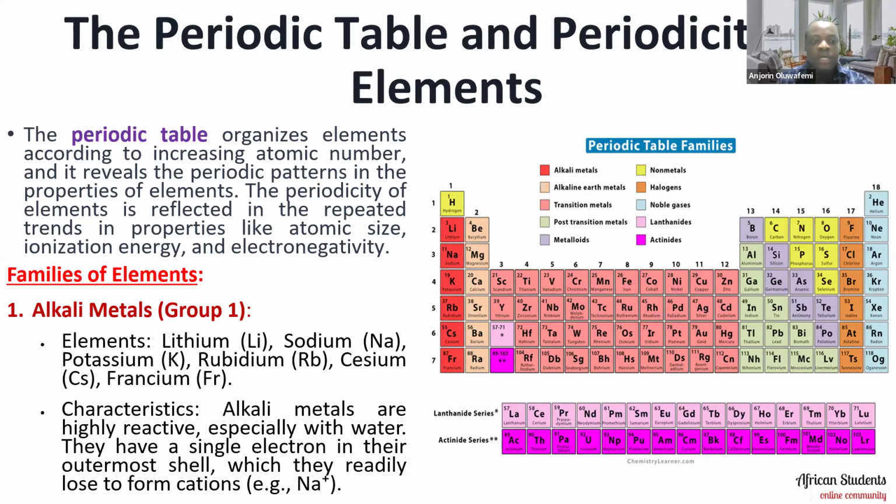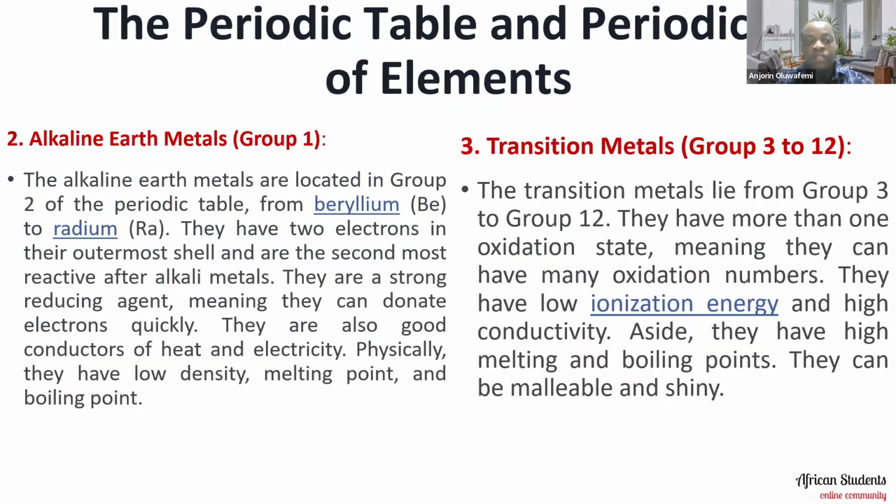We considered the group 1 elements, which we call the alkali metals. We looked at the group 2 elements, which is the alkaline earth metals. And then we looked at the constituents, as in the members of the group and their properties and characteristics. We also looked at the transition metals, the group 3 to 12 elements, and some of their qualities or properties, as the case may be.